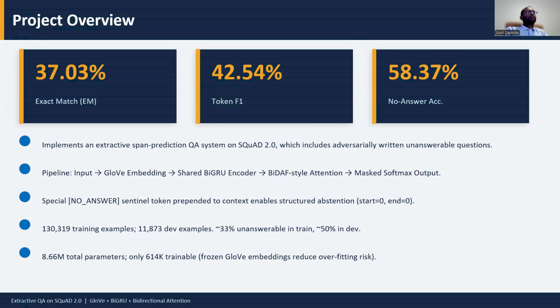And the summary of the project is highlighted here. Exact match is 37%, the F1 is about 42%, and no-answer accuracy is 58%.